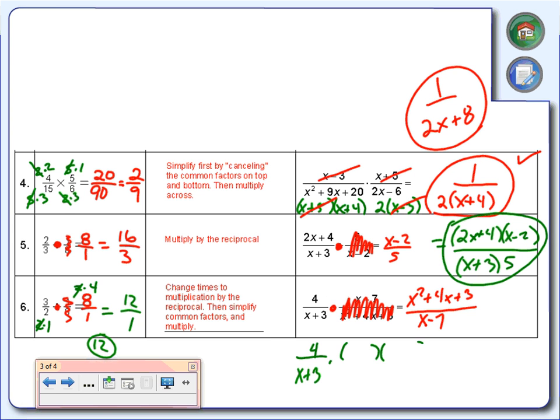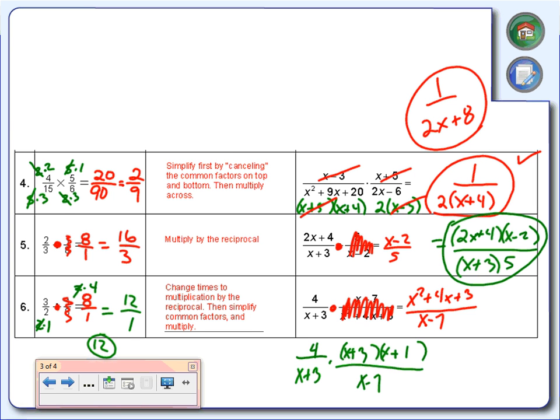What are the factors of x squared plus 4x plus 3? Well, let's see. X times x is the x squared. What can I multiply together to get the 3, but would also add up to the 4 right here in the middle? 3 times 1. 3 times 1 is 3, and 3 plus 1 is 4. Right. Of course, for my denominator, that x minus 7 is going to stay x minus 7. It cannot be factored. So now I've got everything factored.